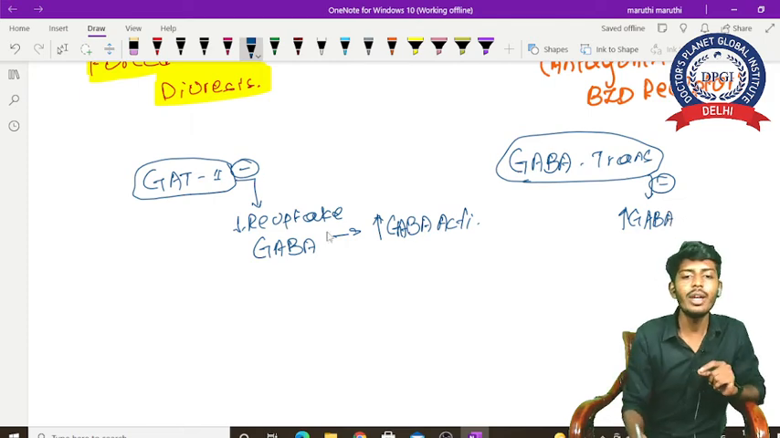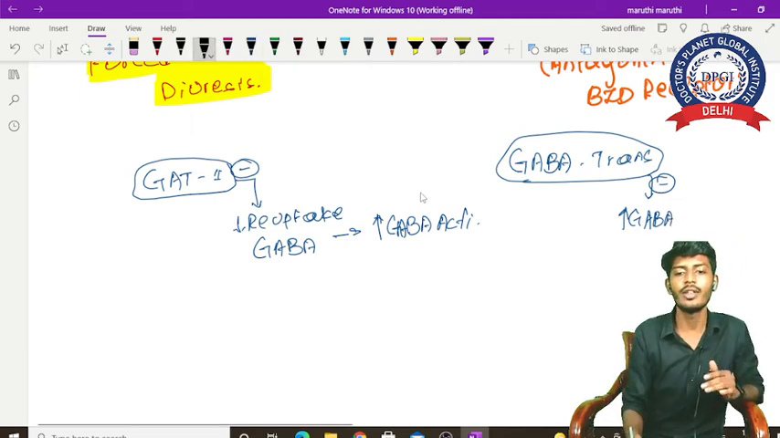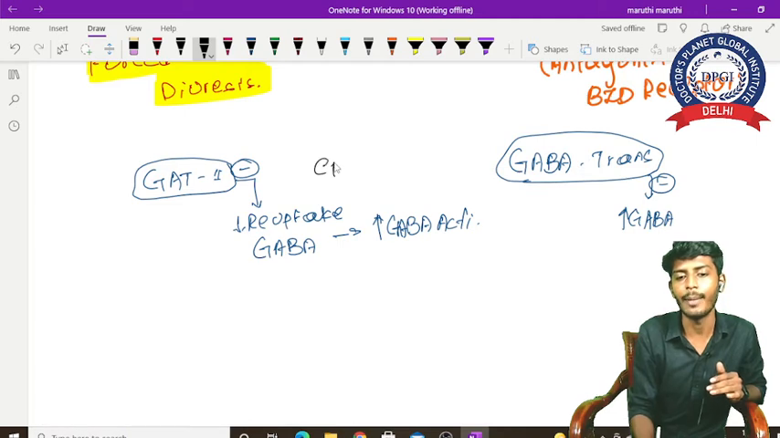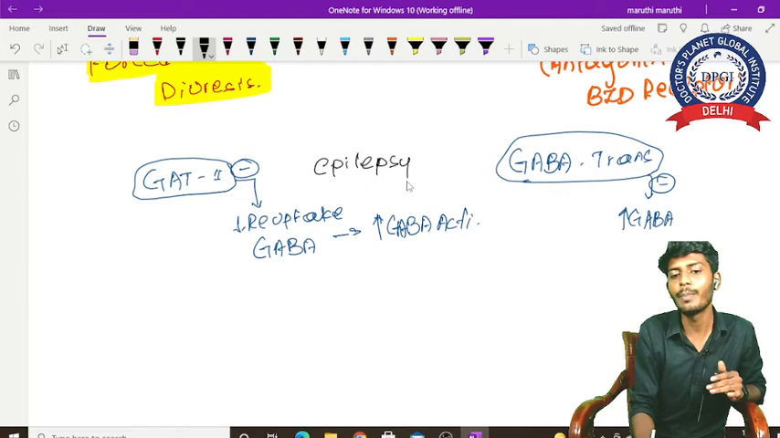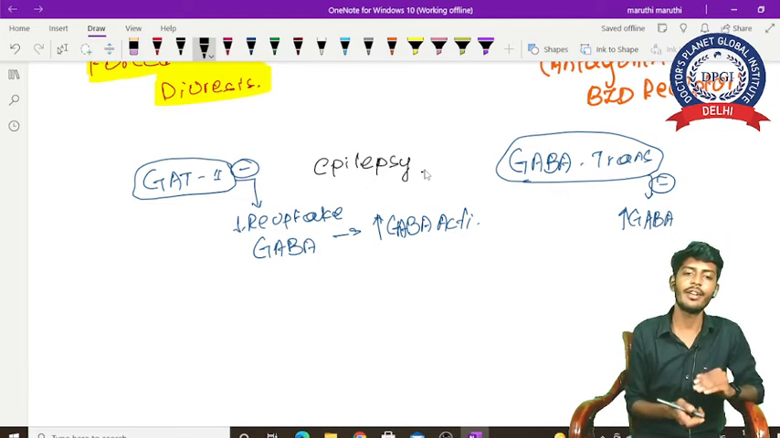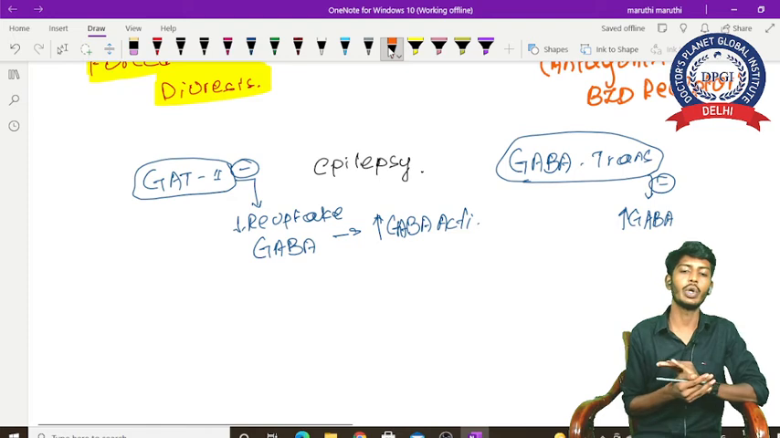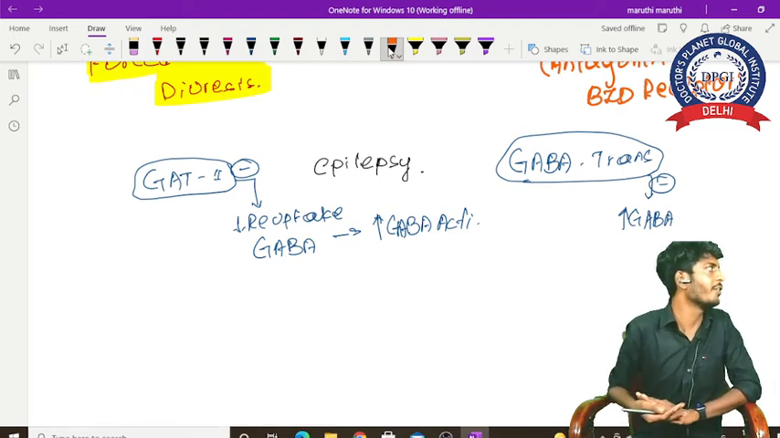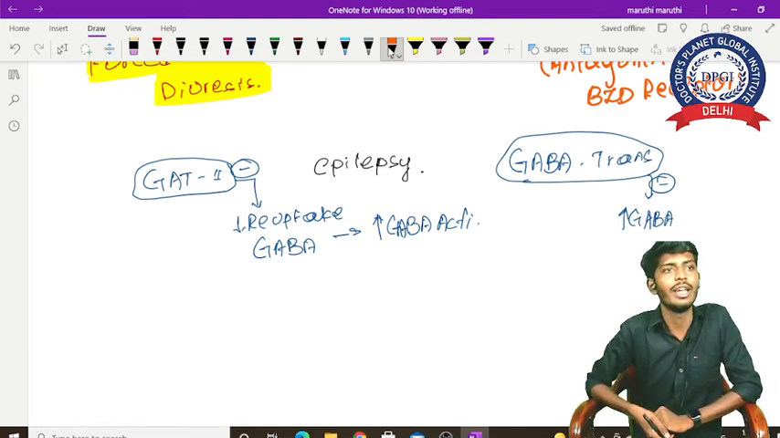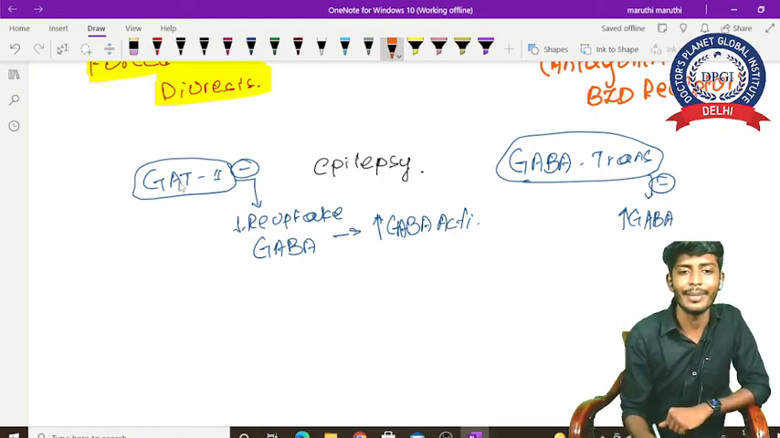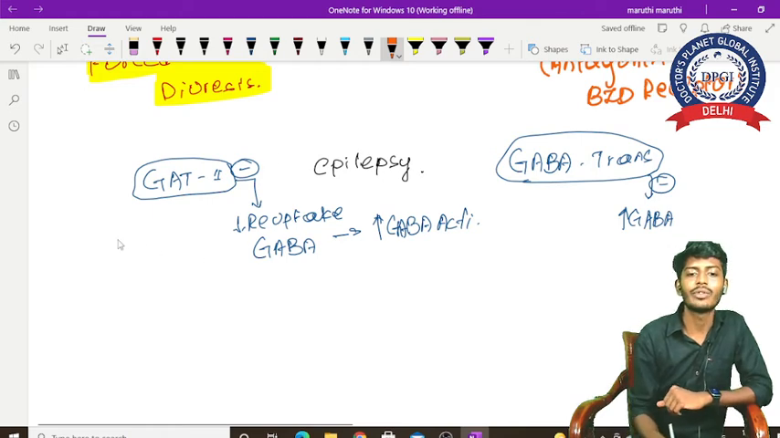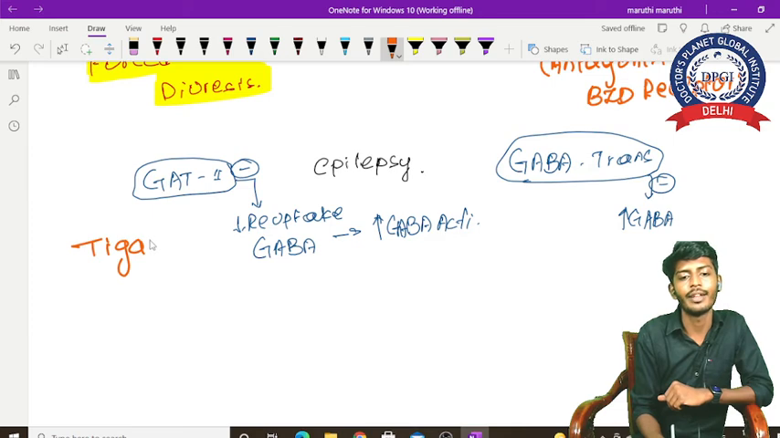So where do we use GAT1 inhibitors? Both of these drugs are used in the treatment of epilepsy usually. But most importantly, what you should know are the names of the drugs, because the examiner might ask which of the following drugs is a GAT1 inhibitor. So my dear students, the GAT1 inhibitor is called Tiagabine. The name of the drug is Tiagabine.